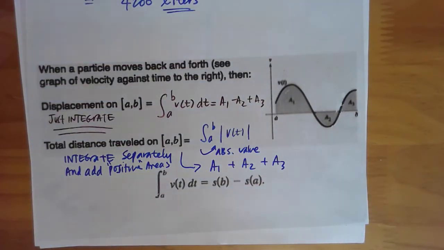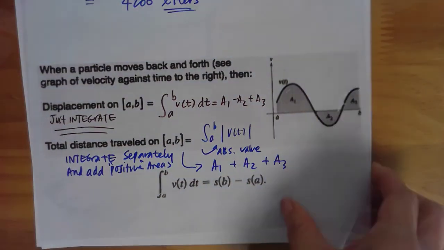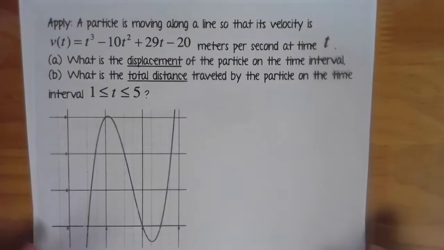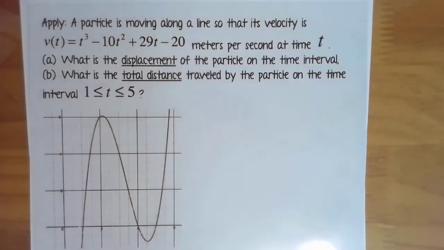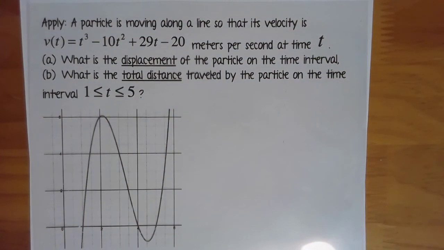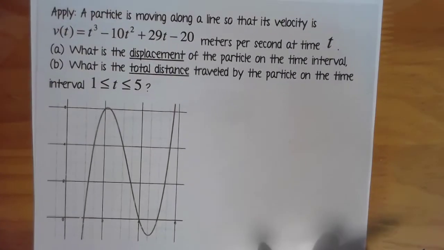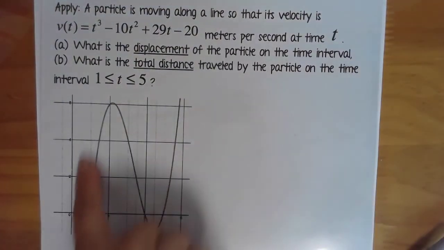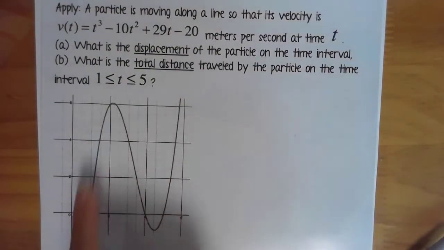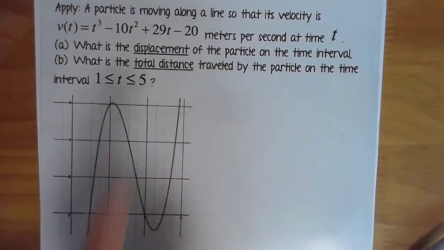So let's actually show you an example of a particle. A particle is moving along a line so that its velocity is v of t equals t cubed minus 10t squared plus 29t minus 20 meters per second at a time. So it's traveling from 1 to 5. That's what we're going to discuss.